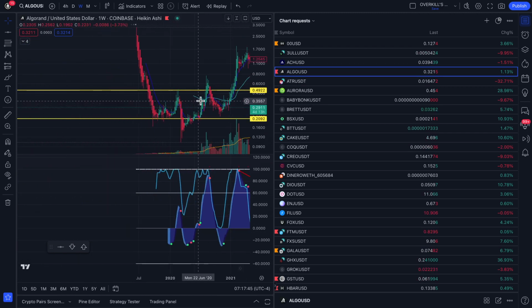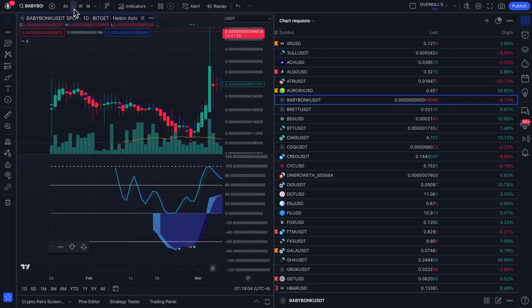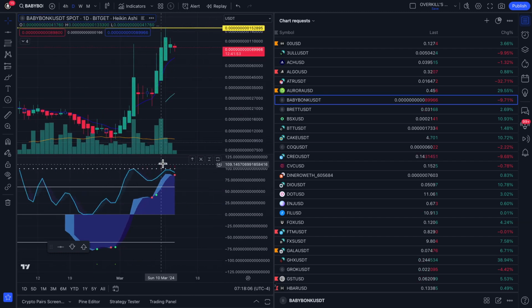So back over here again. Where was the stochastic on our perfect trade setup here? It was down here on the floor. That blue line is very important. This line and these dots are the most important things on the trading indicator. When that thing's on the floor, you want to be looking to buy. So the same thing here with Baby Bonk: wait till that thing comes down to 0.